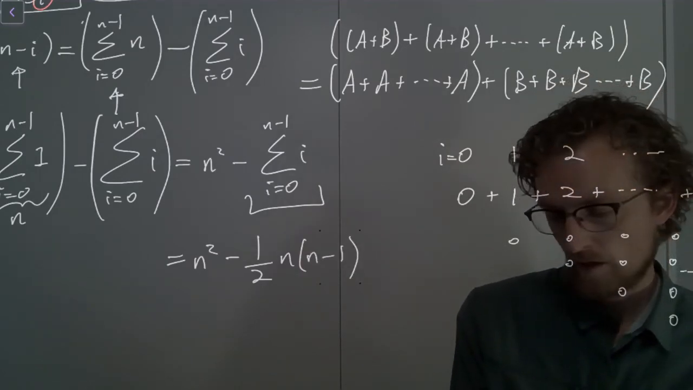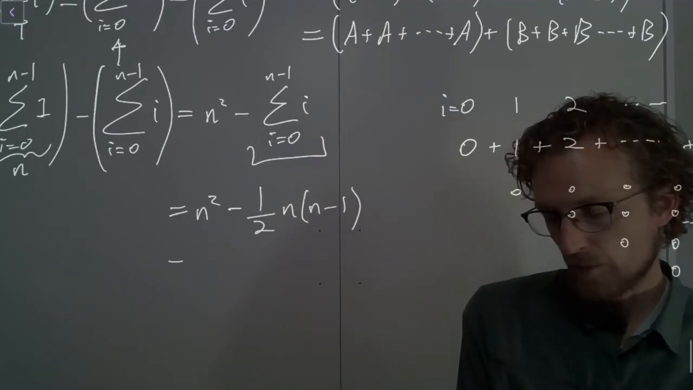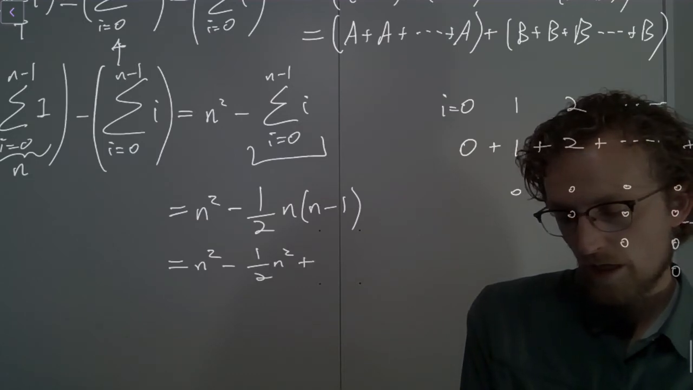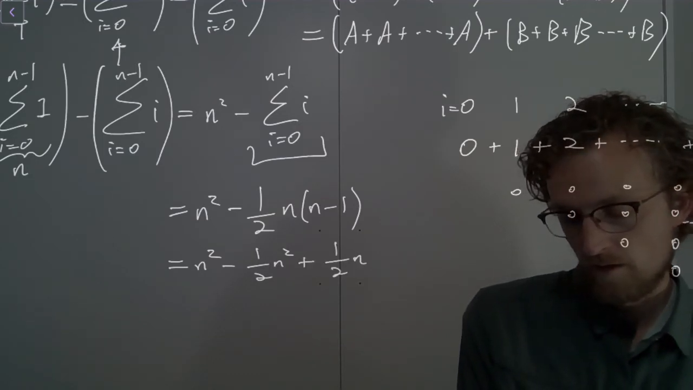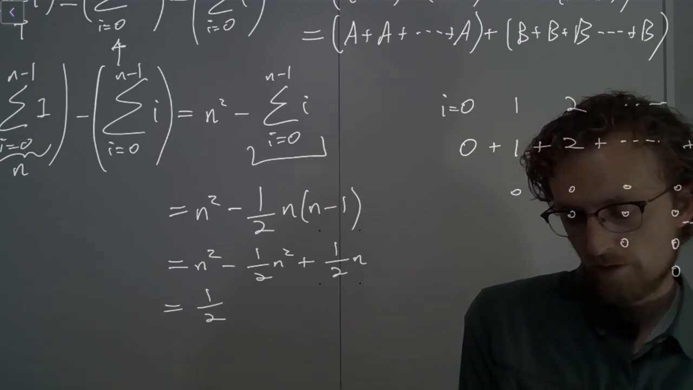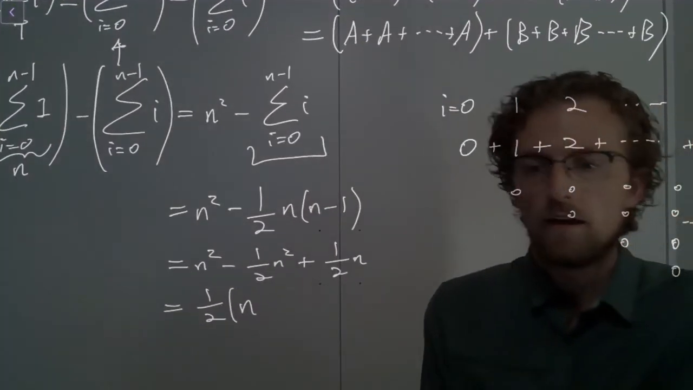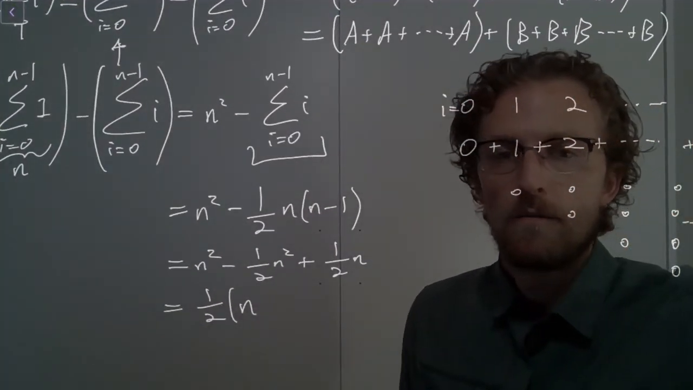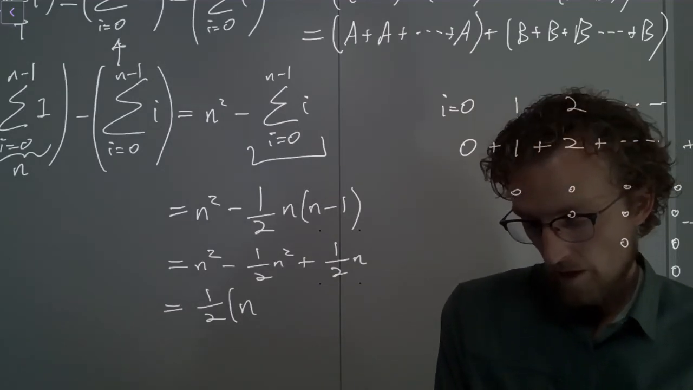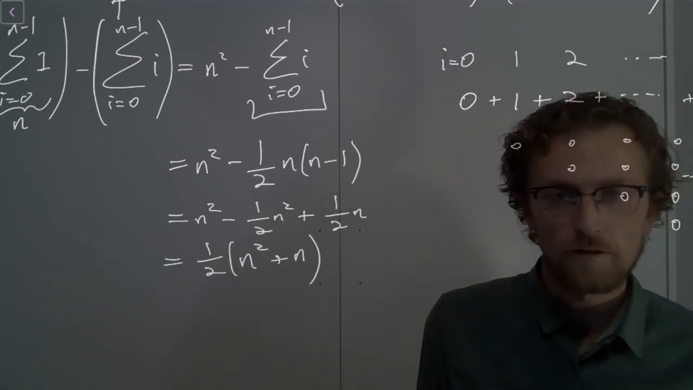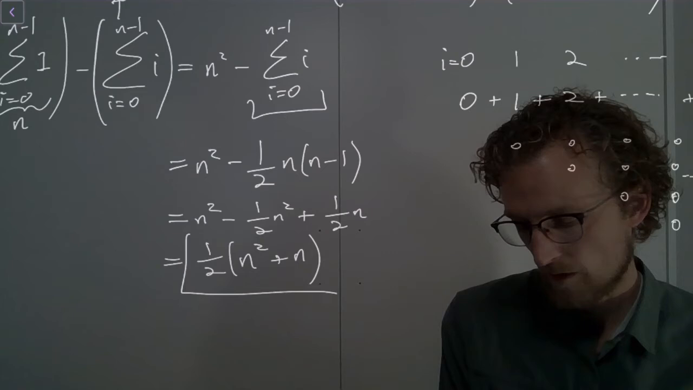Okay. And then if I were to evaluate this out completely, what do I have? I've got n squared minus 1/2 n squared plus 1/2 n. And so in the end, I have 1/2 n squared plus 1/2 n. All right, that's my final expression.